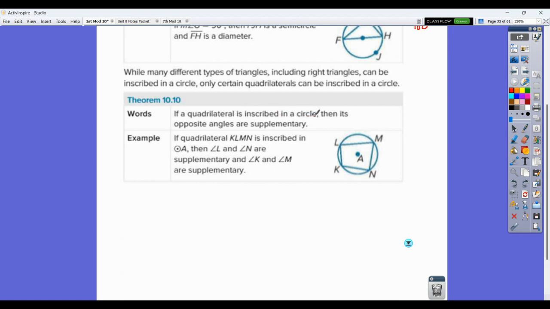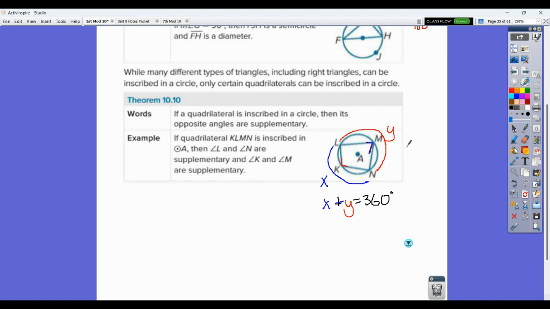If a quadrilateral is inscribed in a circle, then its opposite angles are supplementary. So what this is saying here is that angle K and angle M add together equal to 180. Here's the reason behind it. If you look at angle K, it opens up to arc LMN. Okay, and angle M opens up, the intercepted arc is arc LN. Well, let's look at it this way: if I call this X and I'm going to call this Y, okay, we know that X plus Y is equal to 360 degrees.